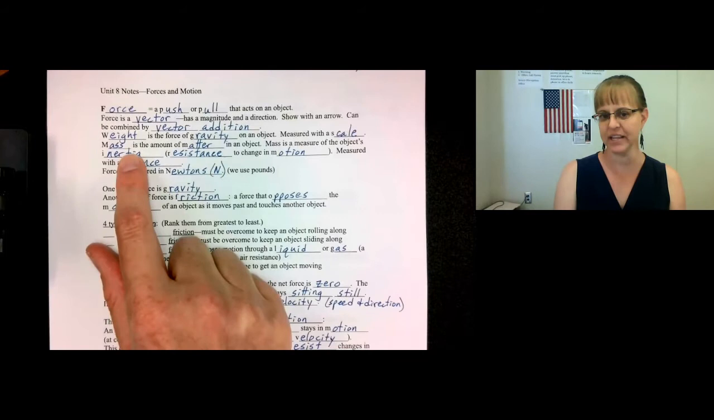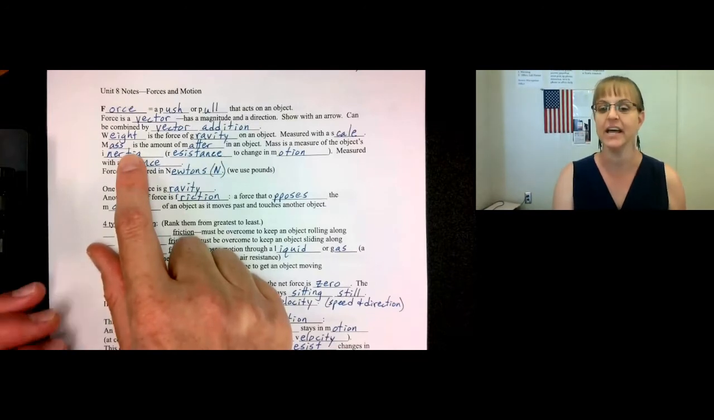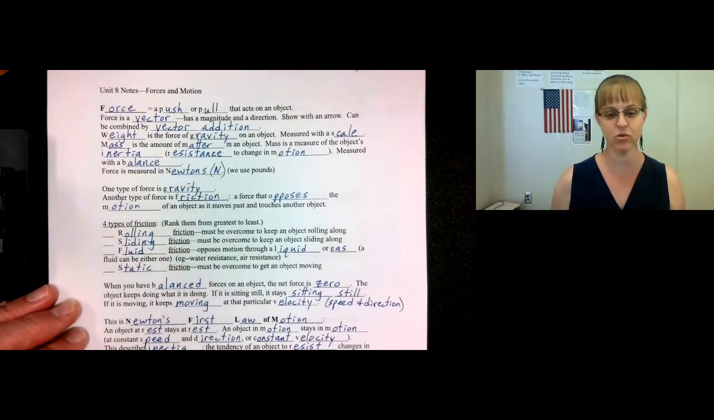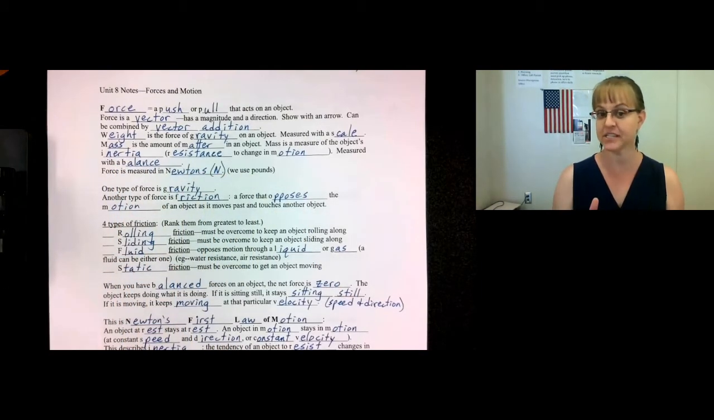Mass is not only the amount of matter in an object, it also measures the object's inertia, which is its resistance to changes in motion. The heavier something is, the harder it is to get moving. Or the heavier something is, the harder it is to stop it from moving. That's inertia. If it's sitting still, it stays still. If it's moving, it tends to keep moving.